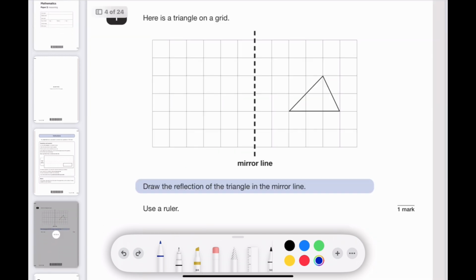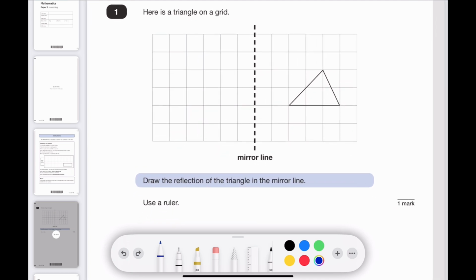Question 1. Here is a triangle on a grid. Draw the reflection of the triangle in the mirror line. Use a ruler. You can use a mirror, but you do not have to. I will not be using a mirror, so this is the method for answering this question without using a mirror.